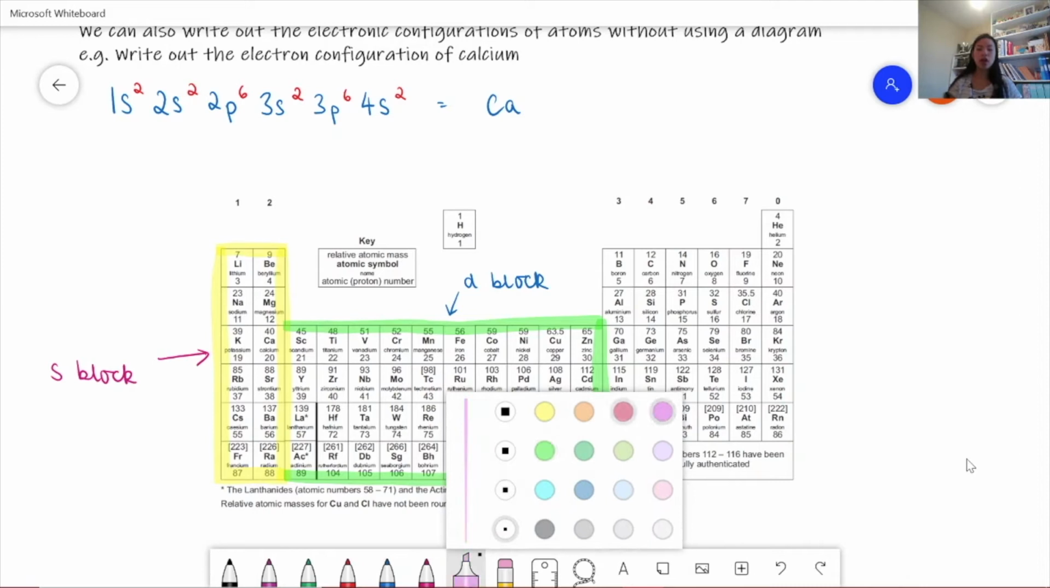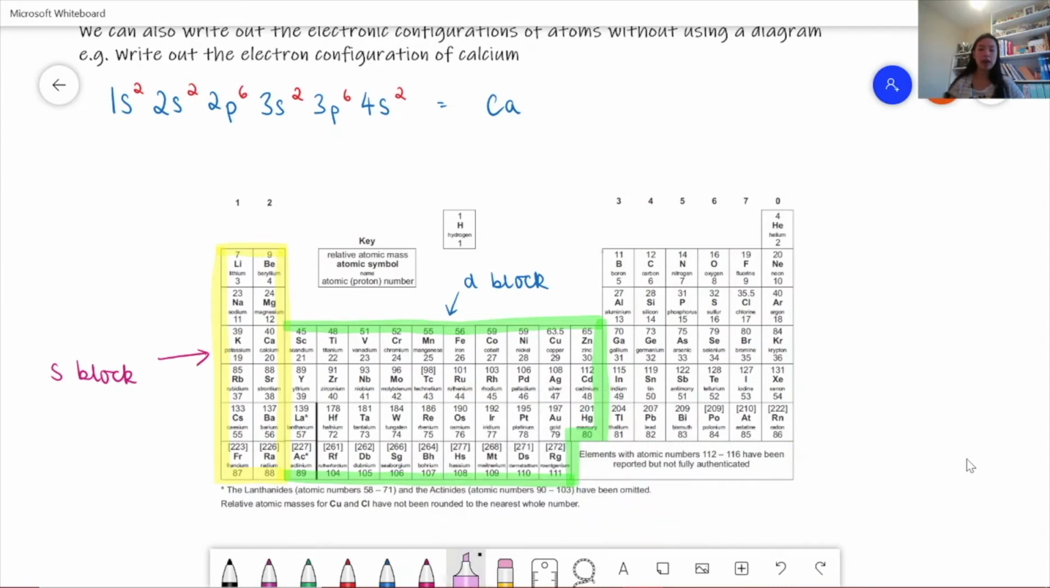And then finally, on the right-hand side, we have the P block. So if I split it up like this, this is what we call the P block.